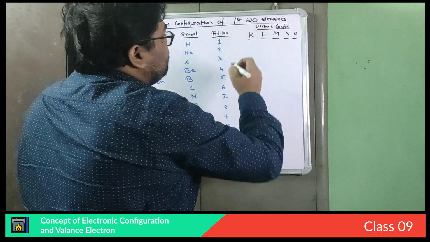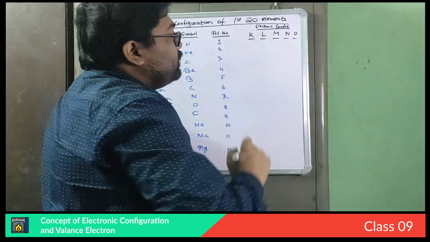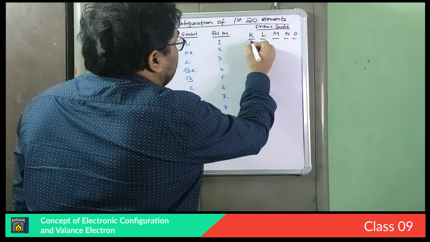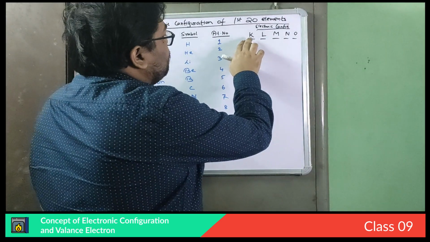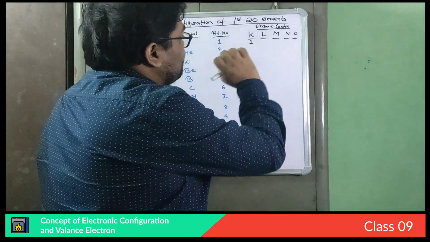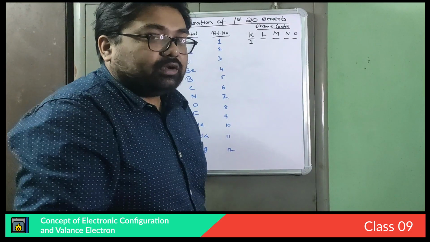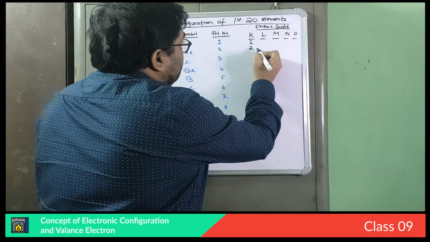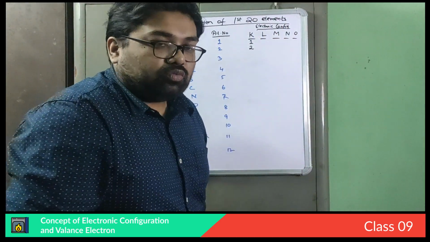So you can see the K shell can accommodate a maximum of 2 electrons. So hydrogen's atomic number is 1. That means it has 1 electron. So the K shell will accommodate this 1 electron. Right. So the electronic configuration will be 1. That is, the electron will be present in the K shell. Similarly, for helium, you can see the atomic number is 2. That means the number of electrons here is 2. So the K shell will accommodate these 2 electrons. So hence its electronic configuration remains 2.